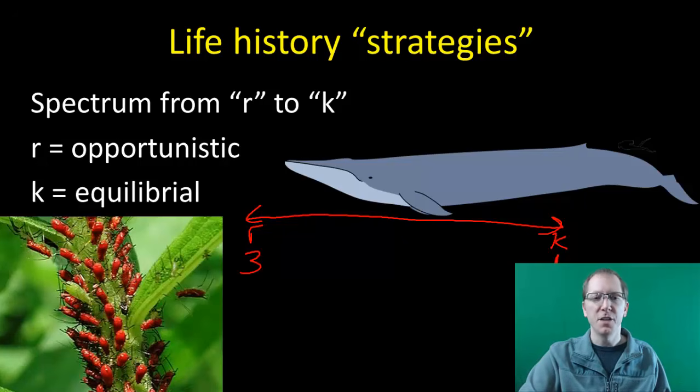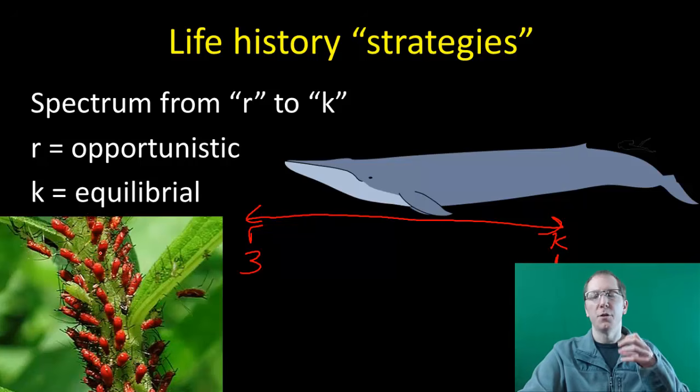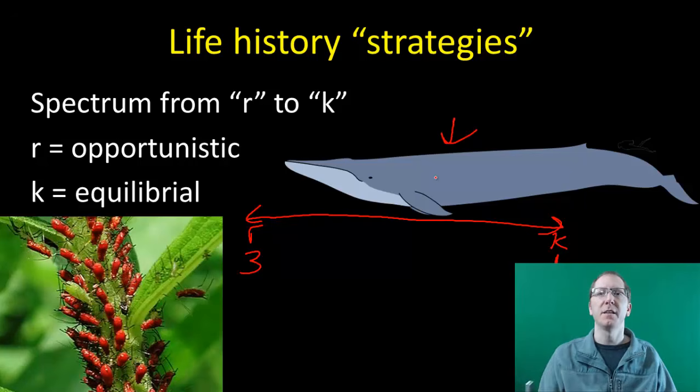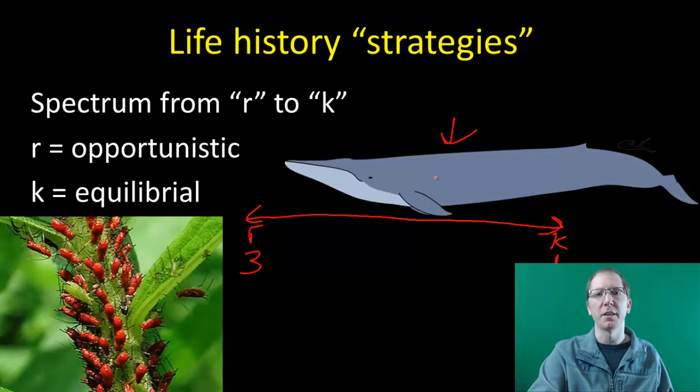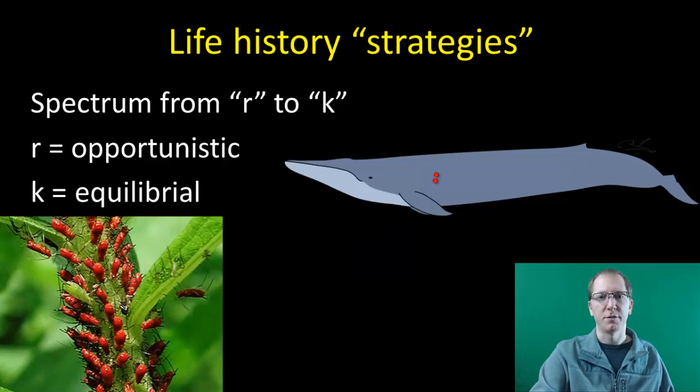So these aphids here, where you can see there's lots of them, they have very short lifespans, they reproduce in huge amounts, but they also get eaten in huge amounts. This is very R-selected, and something like a blue whale will be very K-selected. These are things that tend to live long lives. Not much messes with them. They invest a lot of care into the few young that they have. And I'll describe the opportunistic and equilibrial in a second here.